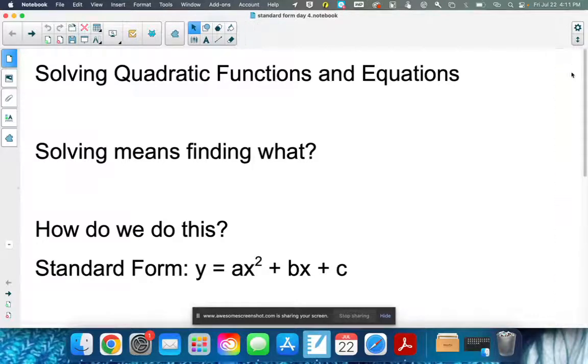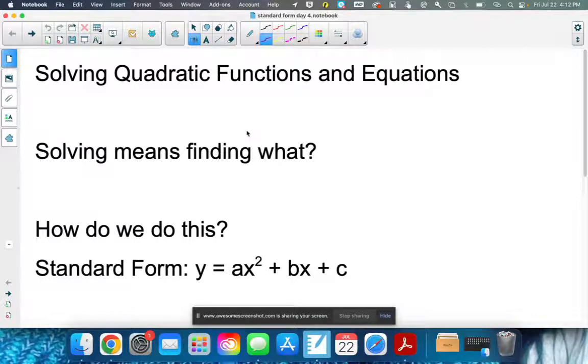Okay, so today we are going to talk about solving quadratic functions and equations. Specifically, we're only going to be working in standard form. As a reminder, when you're being told to solve any equation, really, the first thing you're always told is you're solving for x, right? You're trying to get x by itself.